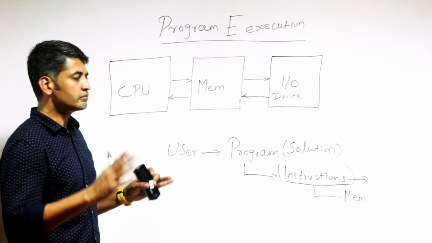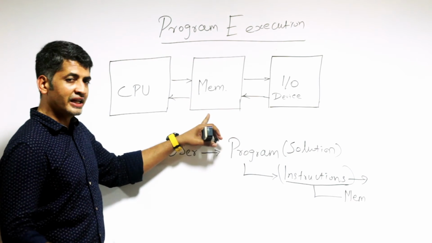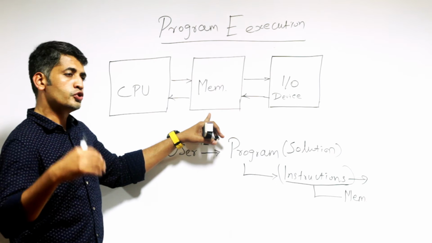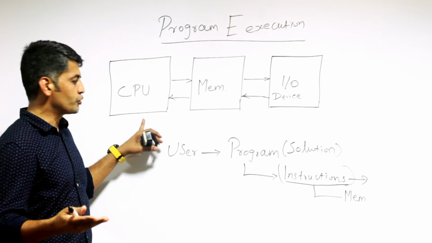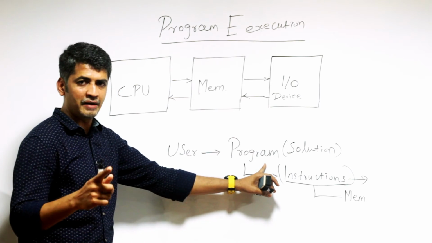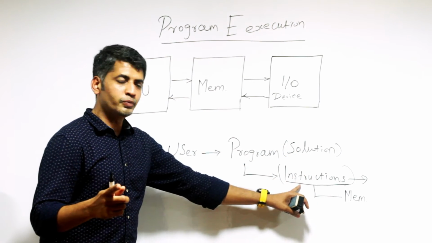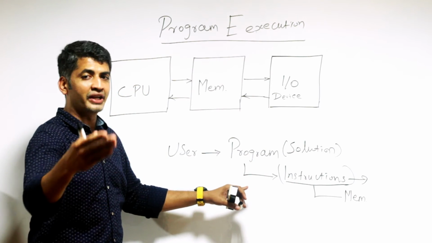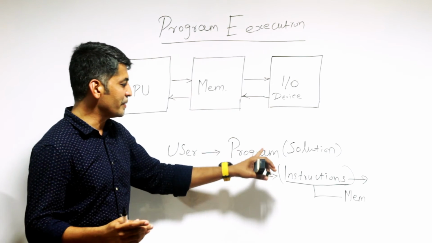From the main memory, it will be transferred to the CPU instruction by instruction. Now consider the three things: the I/O device, the memory, which is divided into the primary memory and the secondary memory, and the CPU. The user gives the program as an input. The program may be called a solution, and the program will have a number of instructions.